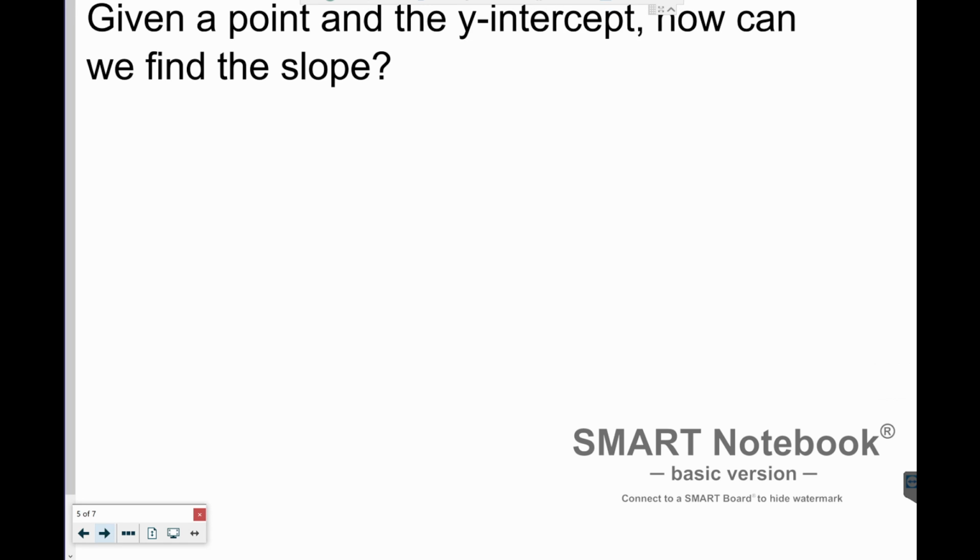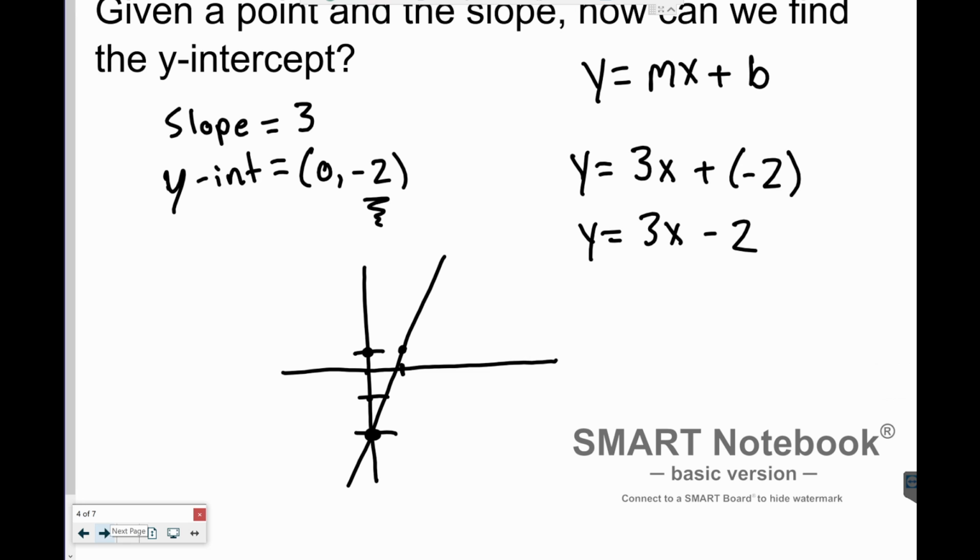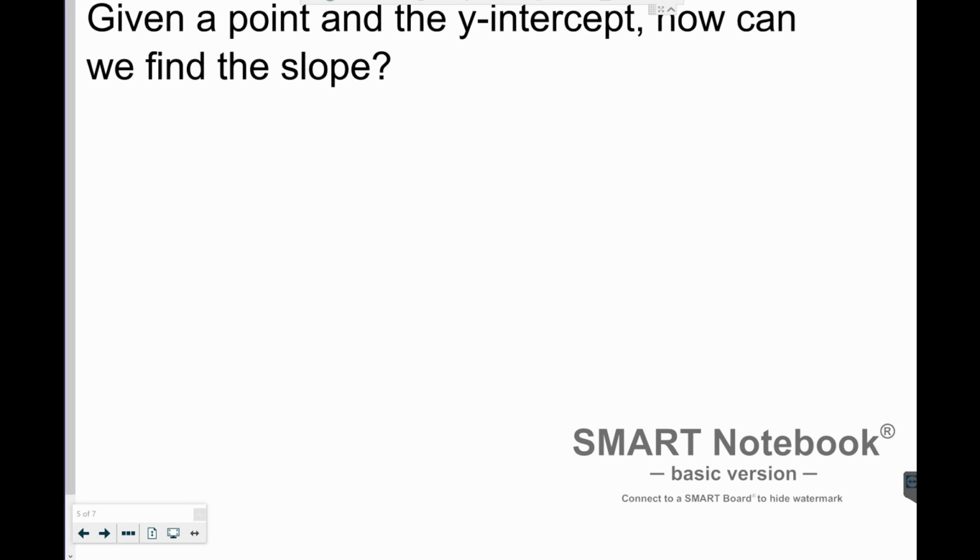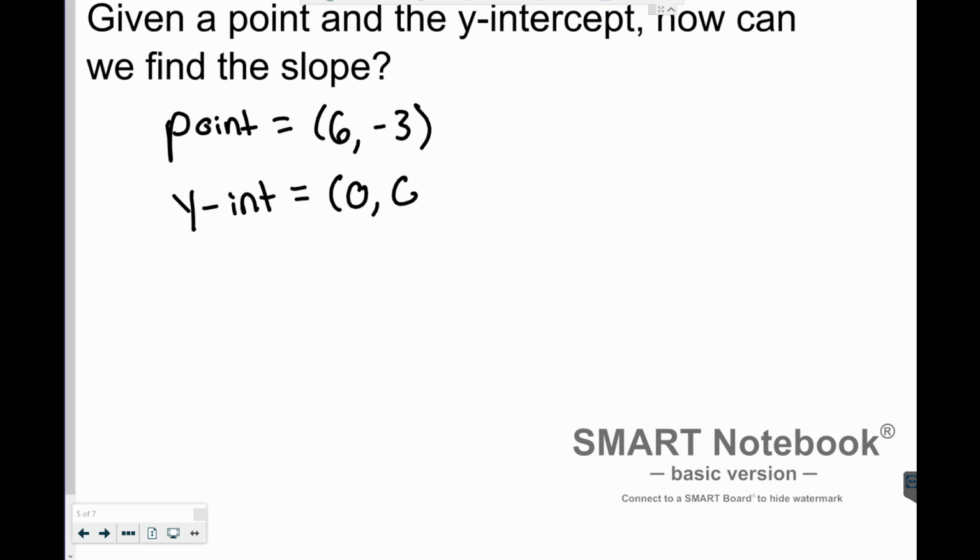What if we're given a point and the y-intercept? So we don't have the slope in this case. We're just given a point and the y-intercept. So let's say we have a point that equals 6, negative 3, something like that. And we have a y-intercept, which I will abbreviate as just y-int, of 0, 6. And we want to get something along the lines of y equals mx plus b.